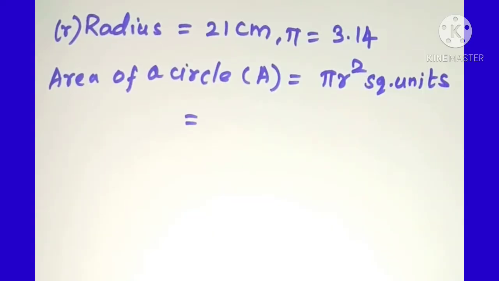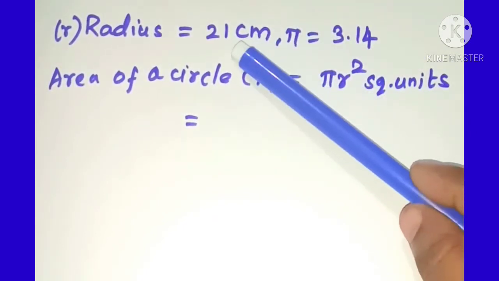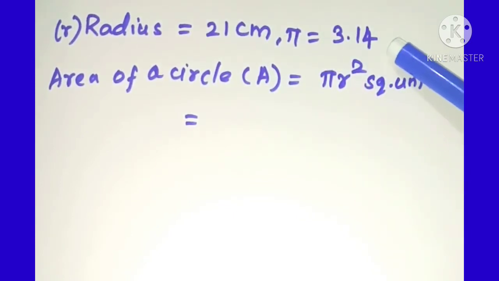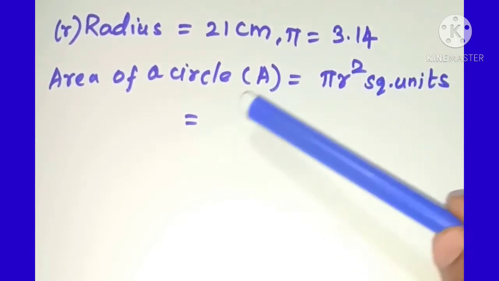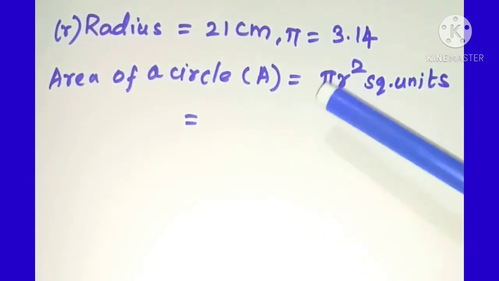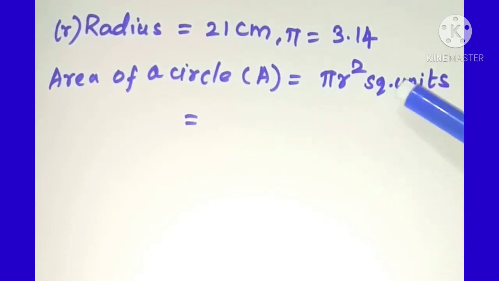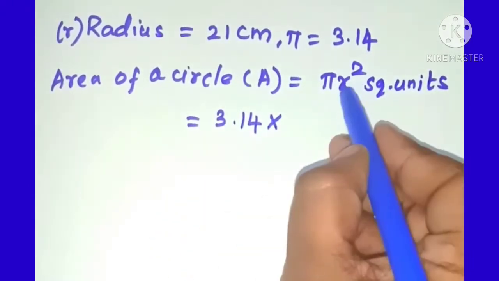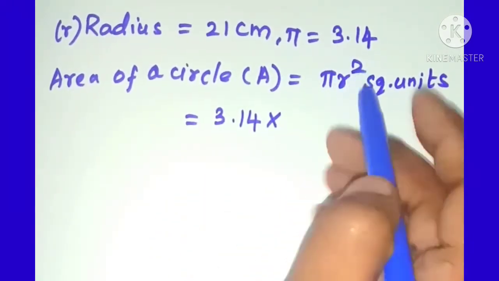Students, example 2.9. Find the area of the circle of radius 21 centimeters and use pi equal to 3.14. So students, here the radius of the circle is given and we have to use the value of pi as 3.14, not 22 by 7. And also we have to find the area of the circle. We know that the area of the circle is pi r square units. So now we have to substitute all these values in this formula. That is, what is the value of pi? 3.14 into r square. So that is r into r.